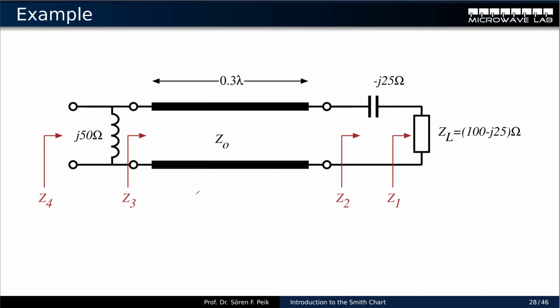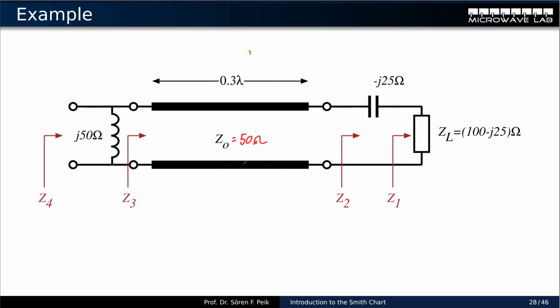Let's do a last complex example. You can see the power of the Smith chart. I have a complex circuit here. I have a load impedance of 100 minus j25. I put in series a capacitor with minus j25. I have a line here with 0.3 lambda, and I assume this is 50 ohms, which I didn't put in there. And I put in parallel an inductor with j50 ohms.